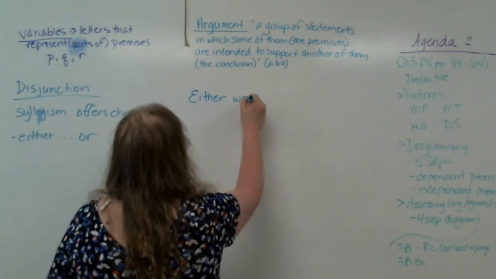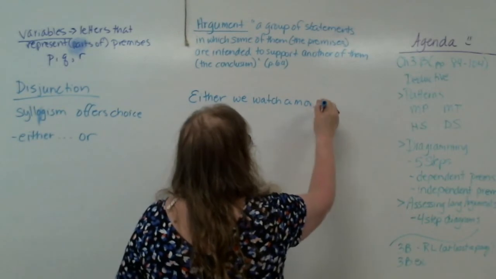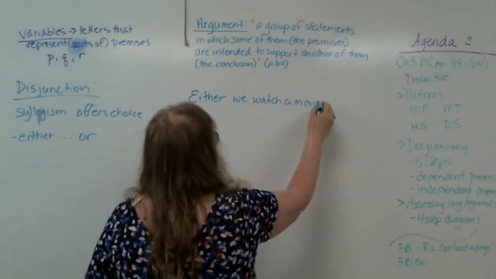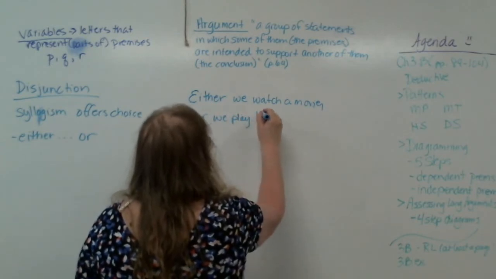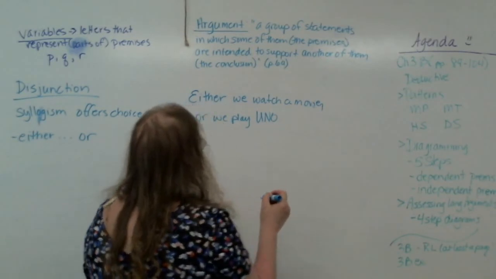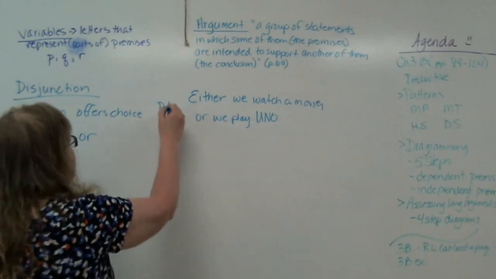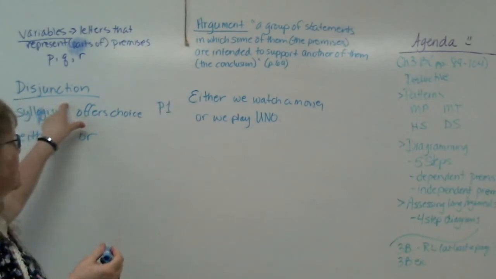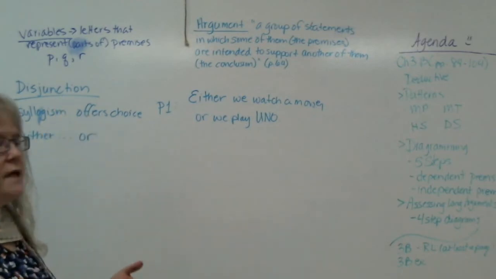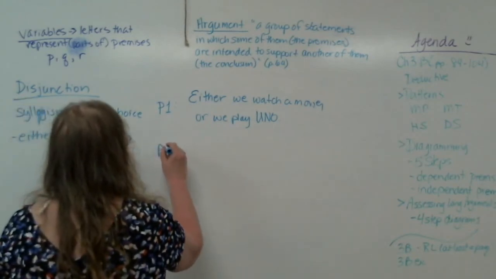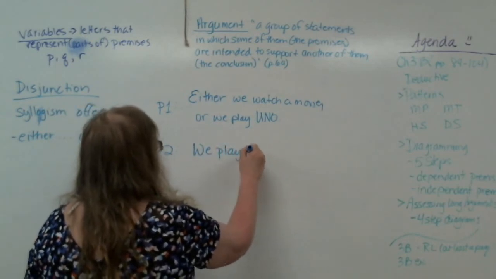Either we watch a movie, or we play Uno. I like it, okay? Either we watch a movie or we play Uno. This is my first premise, and it's a disjunction, okay? So since this is a syllogism, we're going to have three parts, okay? So part 2, premise 2, okay? We played Uno.